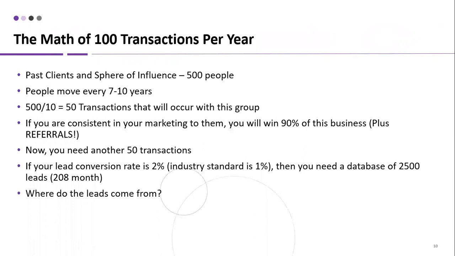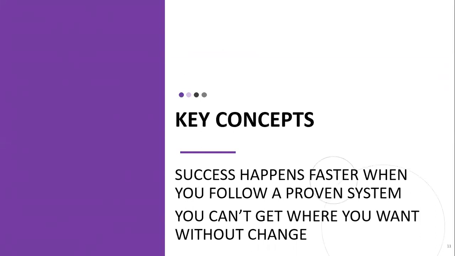So obviously the question is, where do the leads come from? That's what I'm going to be showing you: actual screenshots, actual samples, actual lead generation campaigns that are performing at the 200-plus leads per month level. Those leads are going to come from the very places that we're talking about, your presence on Facebook, Google, and YouTube. So the key concept about this section is, number one, success happens faster when you follow a proven system. And number two, you can't get to where you want without change. It's going to require you to do something different.